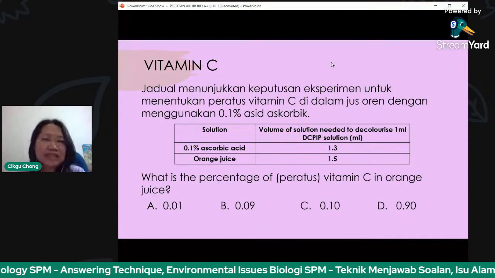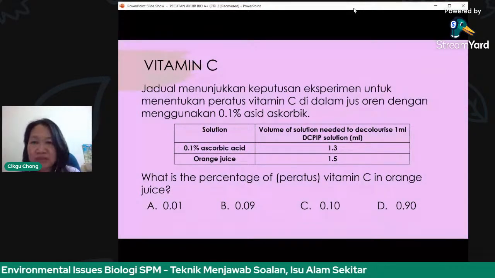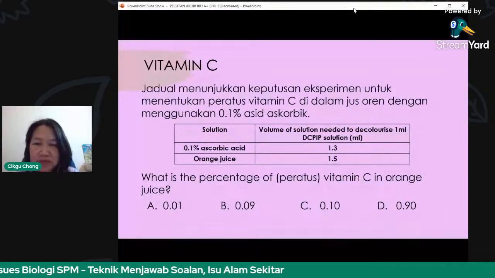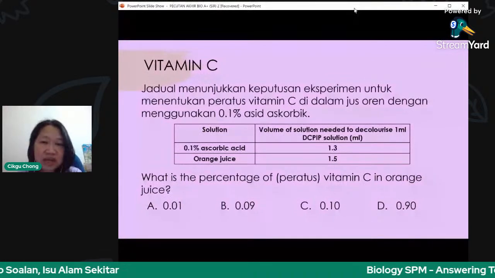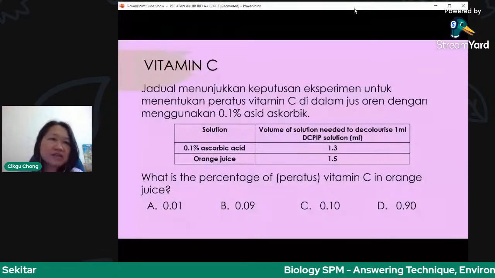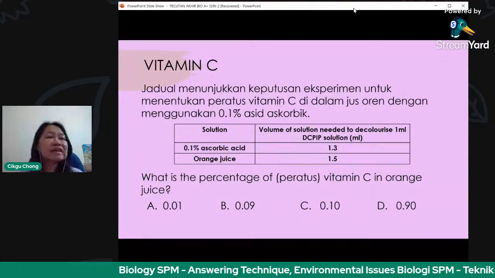Can I see if anyone has got answers here? B, all right, Yumi says B. Esther, Shichi, B as well. I think there are 2 answers only. Okay, nobody else. I won't tell you the correct answer first.